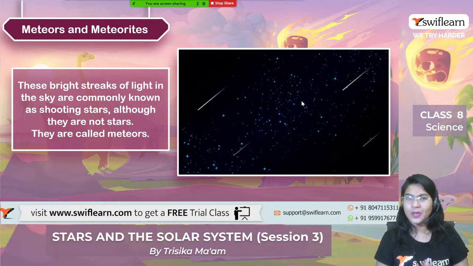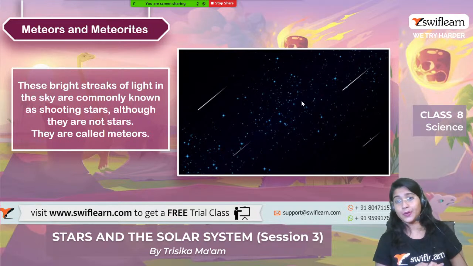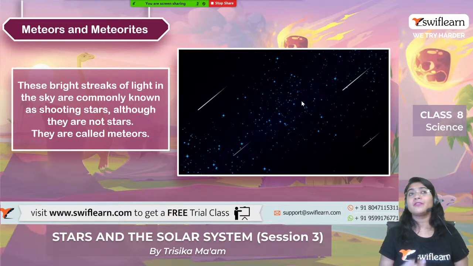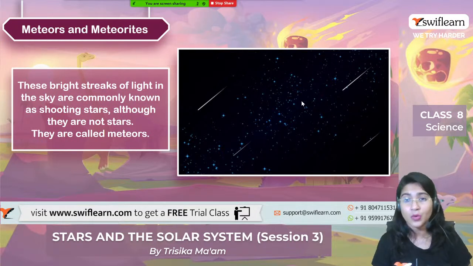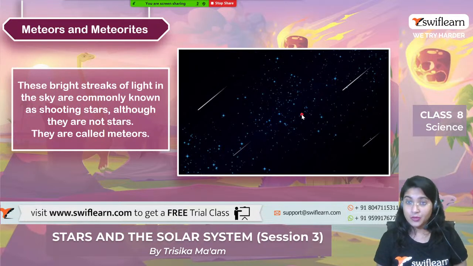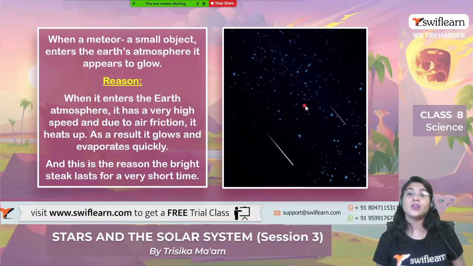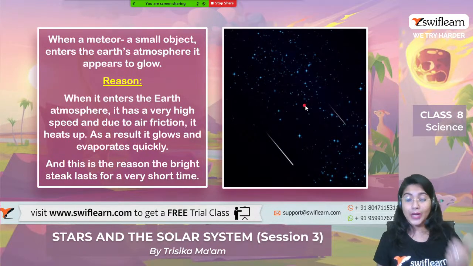Somebody is shooting. Okay. So that is why we call them the shooting star, but they are actually not the stars. They are made up of the various remnants or debris which were formed during the formation of the solar system. Clear? So they are known as the meteors. And when the meteors actually come onto the Earth's surface, we call them the meteorites.